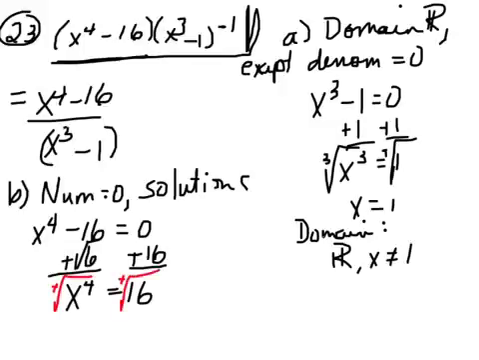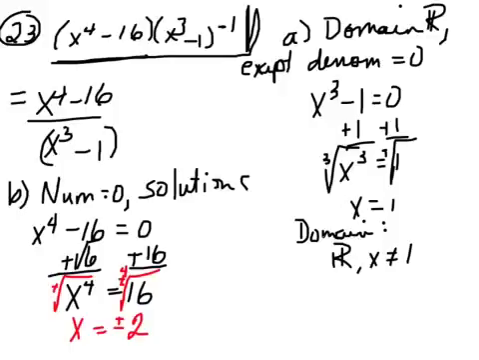The cube root of x to the 4th is just x, and then plus or minus the 4th root of 16. 2 to the 4th is 16. It's an even root, so I need to put plus or minus on it. So my solutions are going to be plus or minus 2.